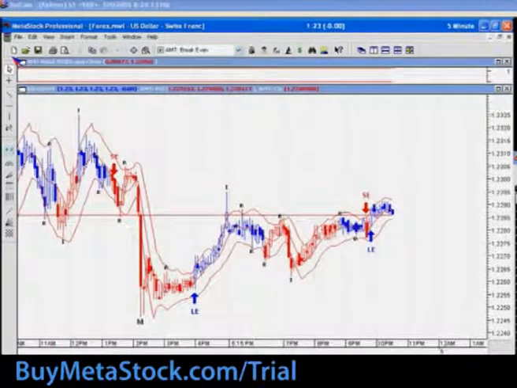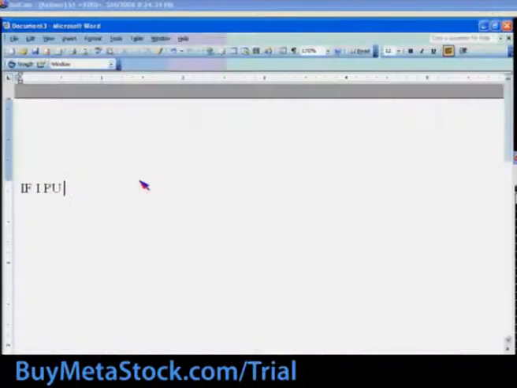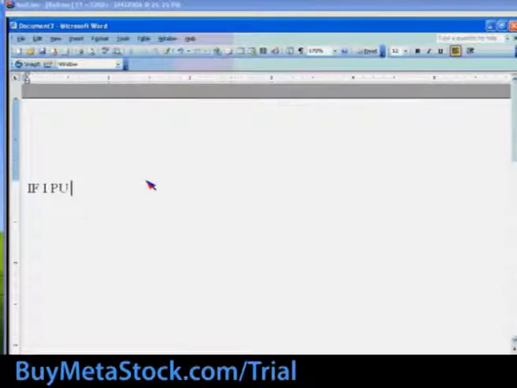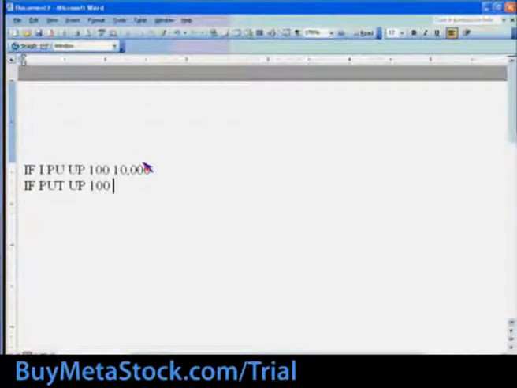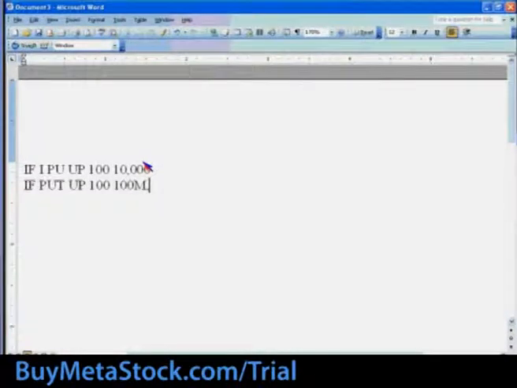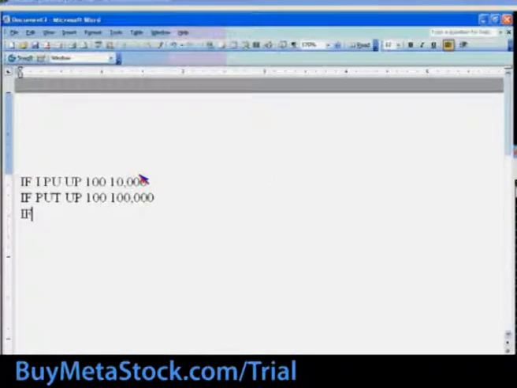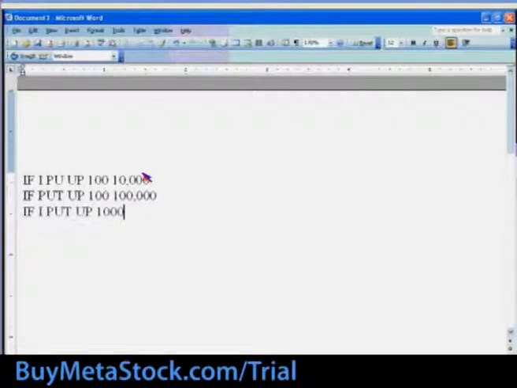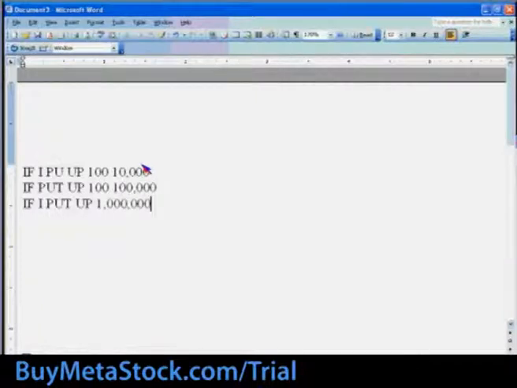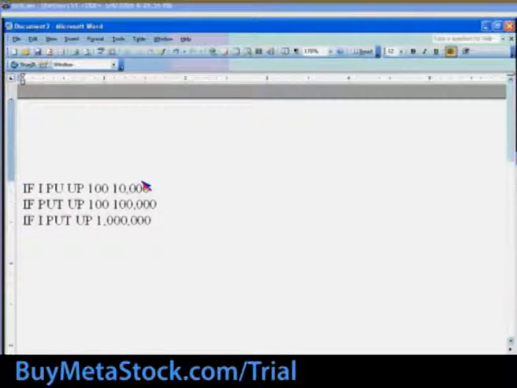It means if I put up $100, I am given a line of credit for $10,000. If I put up $1,000, I'm given a line of credit for $100,000. If I put up $10,000, I'm given a line of credit for, you get the pattern now, $1 million. Now, these things are quoted in 1/10,000.